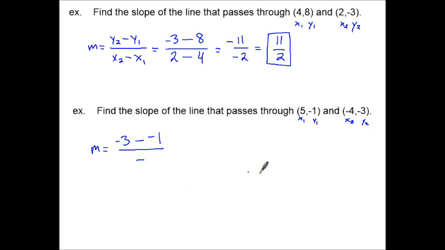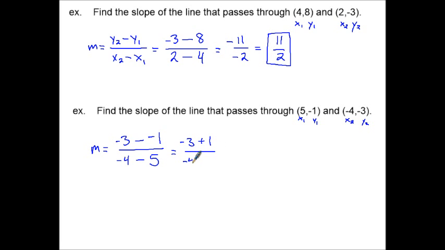Alright, moving on. I've got a negative 4 as my x2, and then I've got a positive 5 as my x1. And again, just work out the numbers that you have. I've got negative 3 minus negative 1. For those of you that feel better this way, take that extra step and do the leave change change and make a negative 3 plus 1.